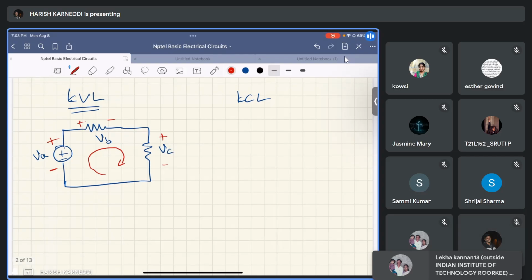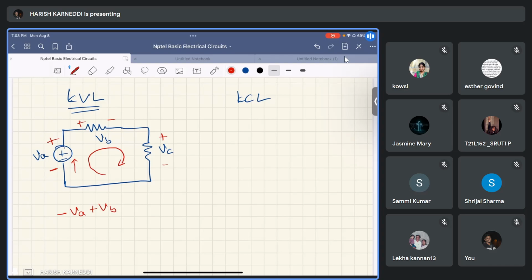What is the voltage at VA when you are going clockwise? The entering terminal is this one, so it is minus VA. What about VB? It is plus VB. What about VC? It is plus VC. So the total sum is equal to 0. This is KVL: the algebraic sum of the voltages in any loop is equal to 0. That is Kirchhoff's voltage law.